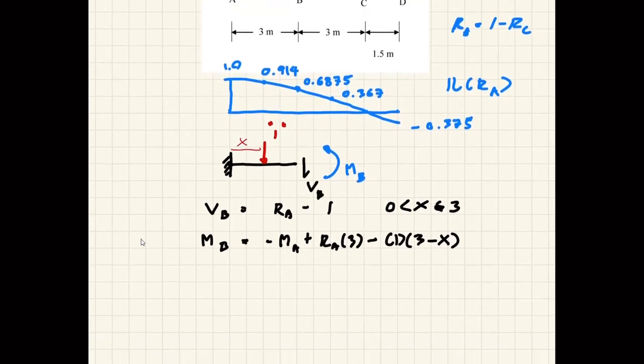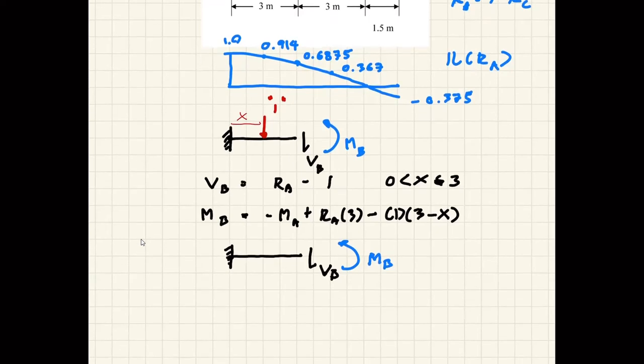Okay, and then in comes the second free body diagram. VB, and then MB, but this time we don't have the unit load anymore. So our VB this time is just simply RA, right?